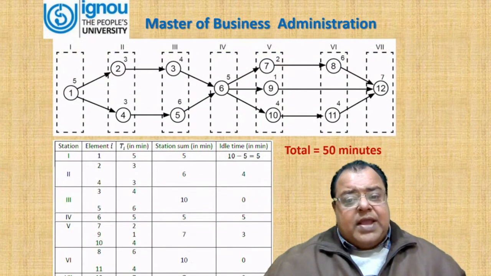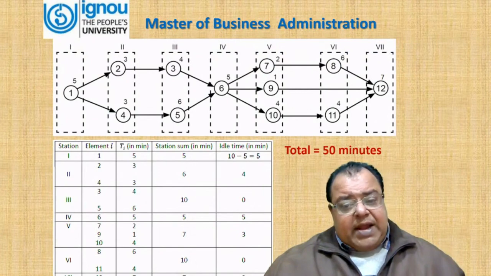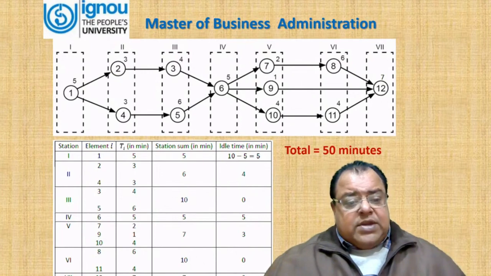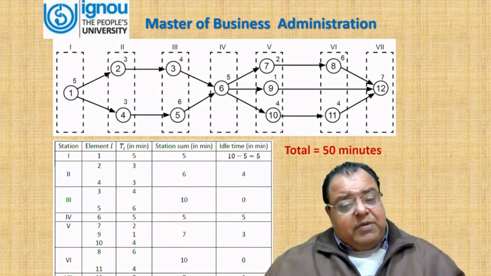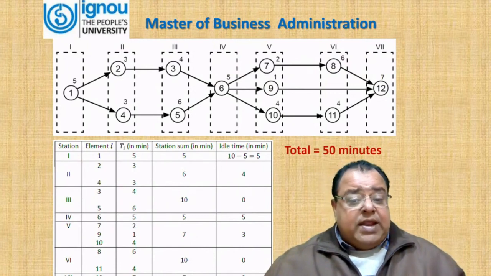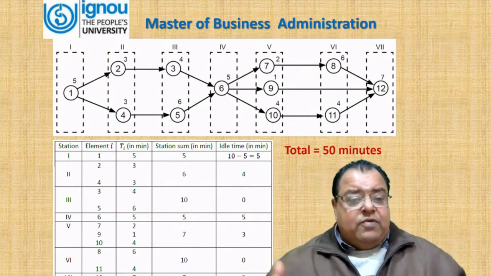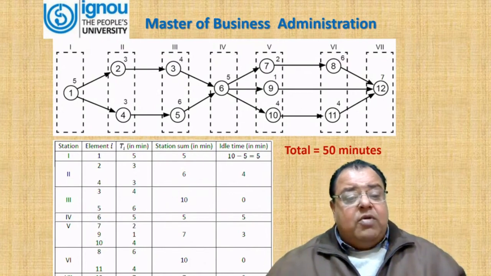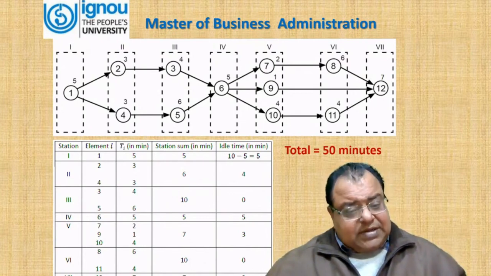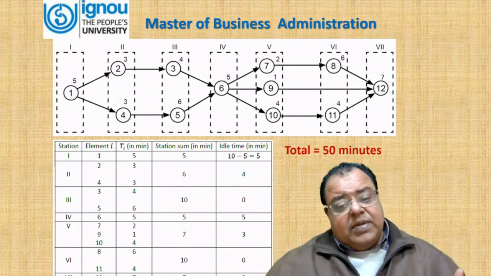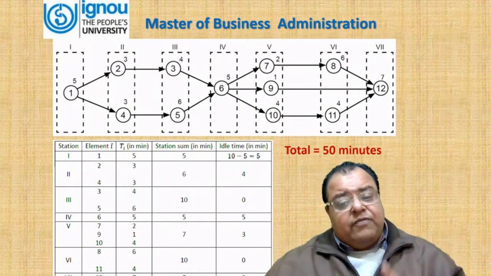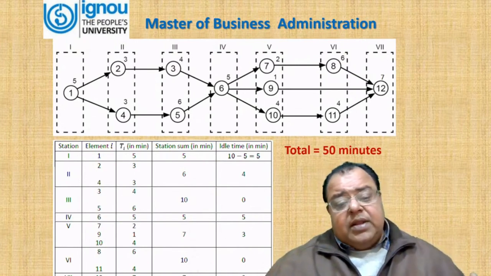Now, how is the calculation of the idle time or the total time done? Station 1, element 1, time is 5, so total time for the station will be 5, and the idle time will be 10 minus 5, because the cycle time was 10 minutes. For the second group, there are two elements, 2 and 4. We club their respective times, so we get 6. We subtract this 6 from 10 and get 4. That means for 4 minutes this station was idle.